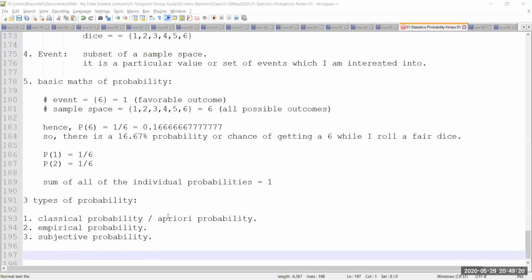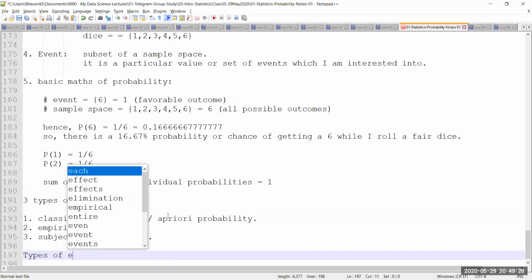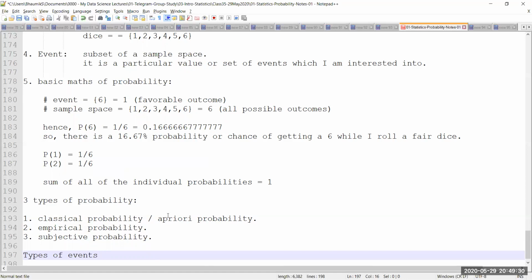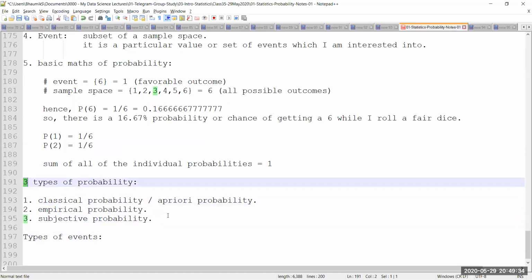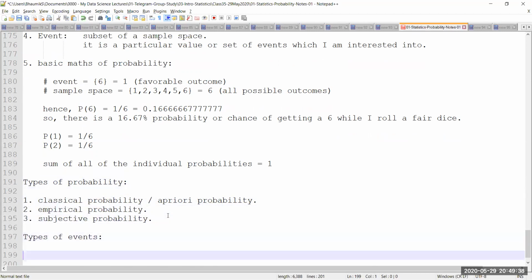Right? Now, once I have defined the types of probability, let's also define something else, which is known as the types of events. Once I have defined the types of events and the types of probability, then I should be able to do the mathematics, or the rules, on top of the probability. Because when you look at the types of events, you will by yourself come to know what kind of mathematics will be applied on them.